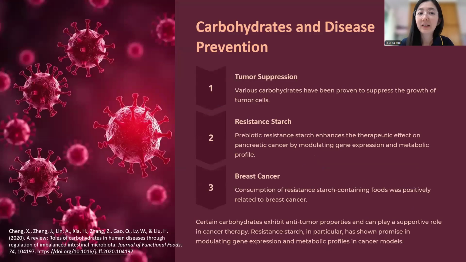So far, various carbohydrates have been proven to suppress the growth of tumor cells. Similarly, prebiotic resistant starch was also shown to be a supportive approach to enhance the therapeutic effect on pancreatic cancer by modulating dysregulated gene expression and the metabolic profile. In a hospital-based case control study, the consumption of resistant starch-containing foods was also positively related to breast cancer.